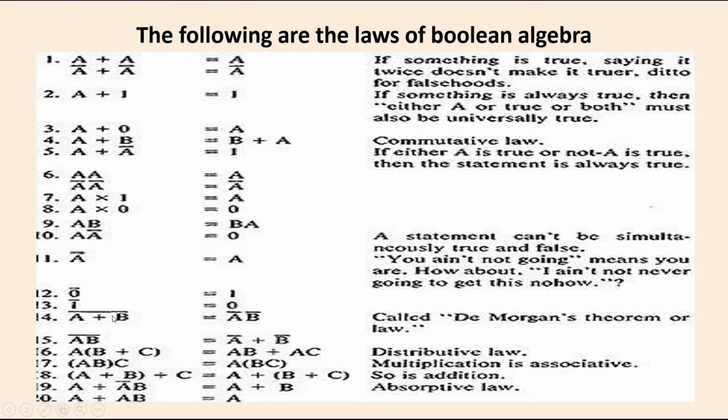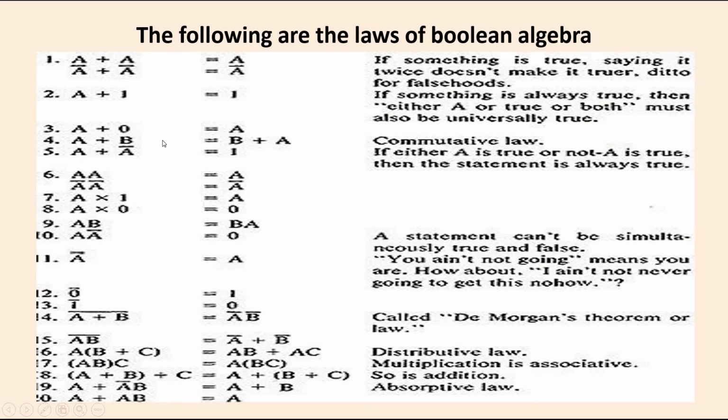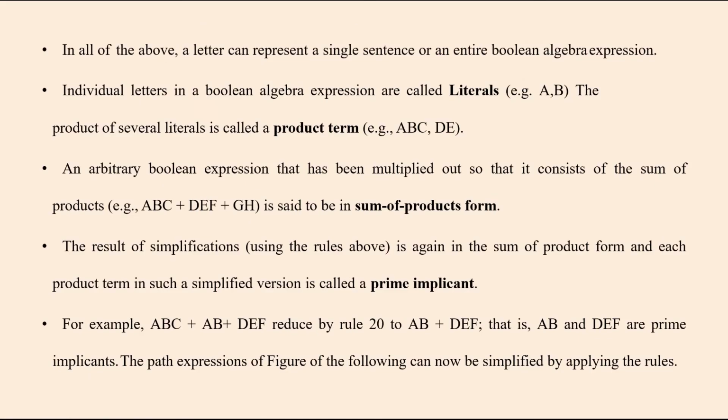Whenever we have a combination of literals, these are called product terms. So a product of several literals is called a product term, and a combination of these literals, either products or sums, whatever it is, we call a Boolean expression. This is one Boolean expression, which is a combination of A, B, and C, with the operations AND and OR. So a product of several literals is called a product term: A into B into C, D into E.